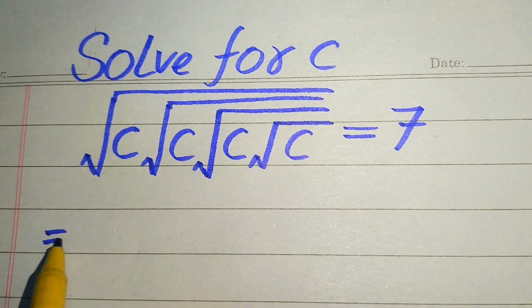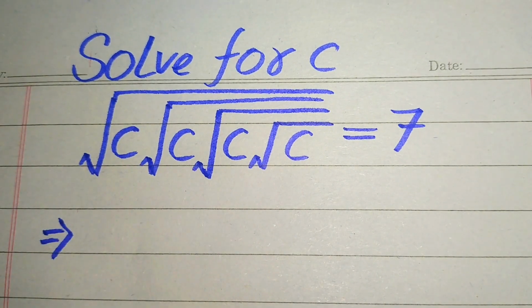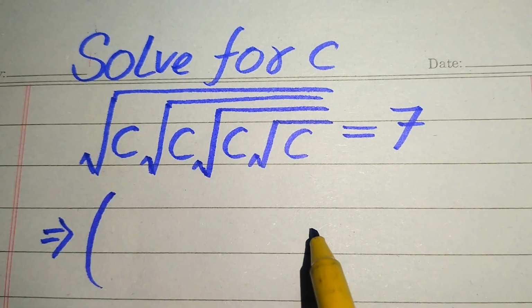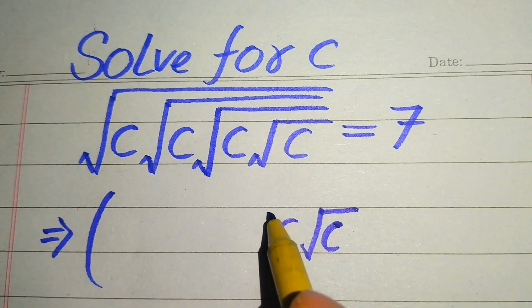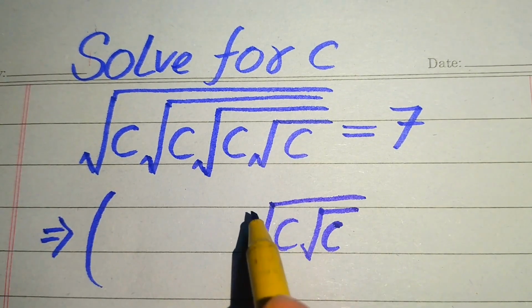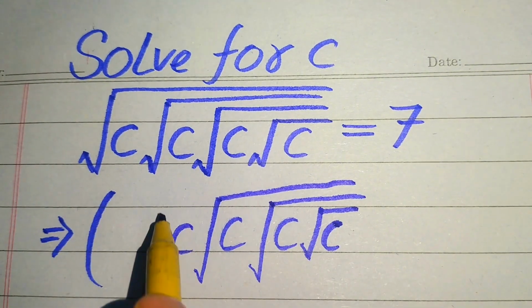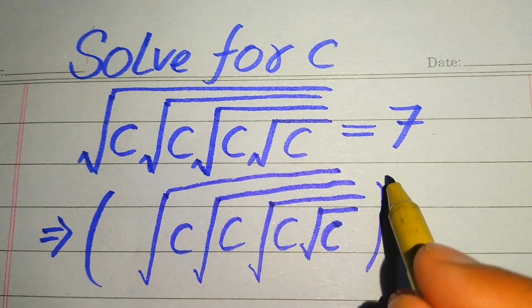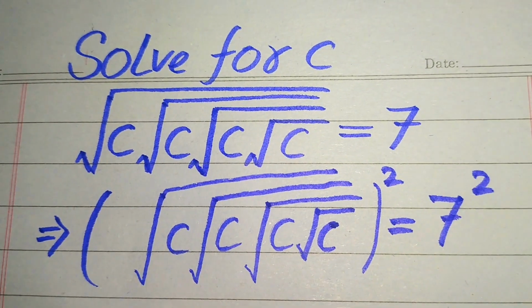And for this, in order to remove the whole square root sign, we just need to apply squaring on both of the sides. So when we apply squaring, it will be written as the square root of c times c into the square root of c. Again we have the square root of c, and this is also the square root of c, and its whole square is equal to 7 squared.